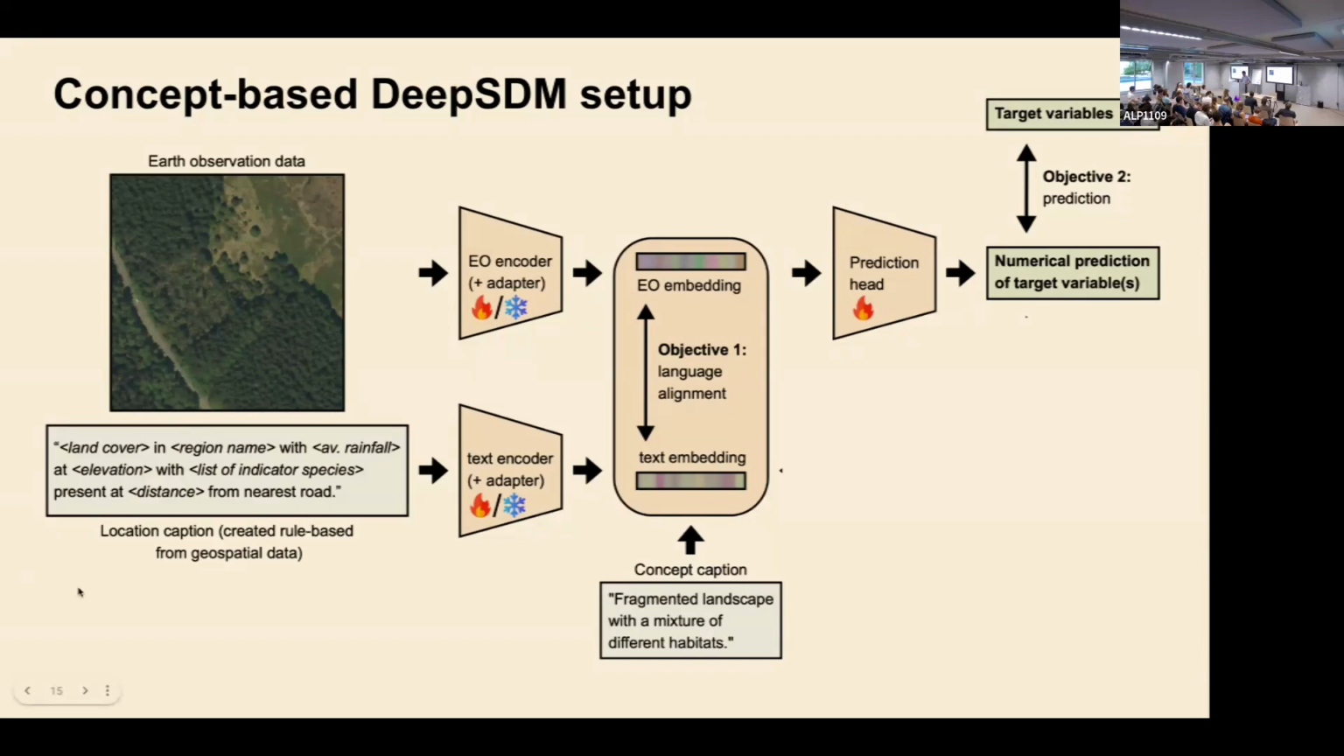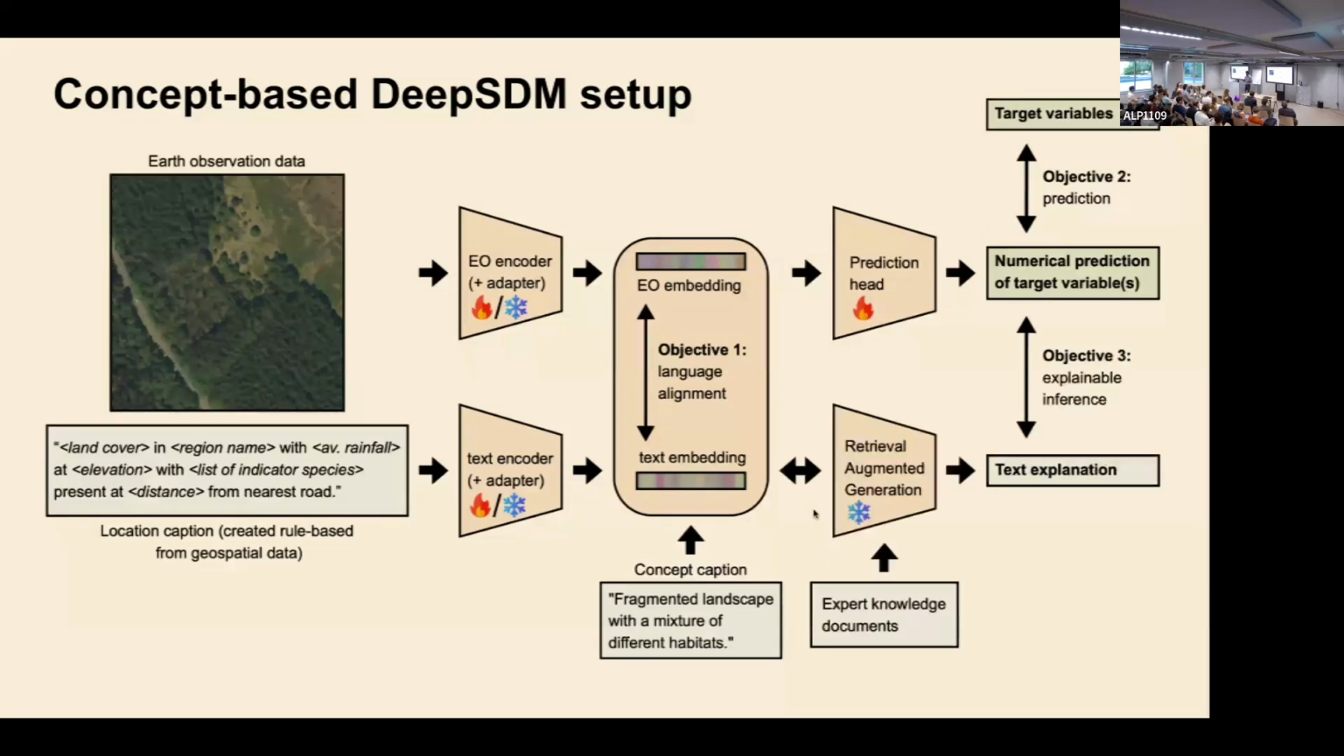Then once this model is aligned, we can create new captions and embed them, and then create a similarity to all the locations using the EO embeddings. And then finally, we can combine this with a RAG setup that creates these captions that need to be queried.